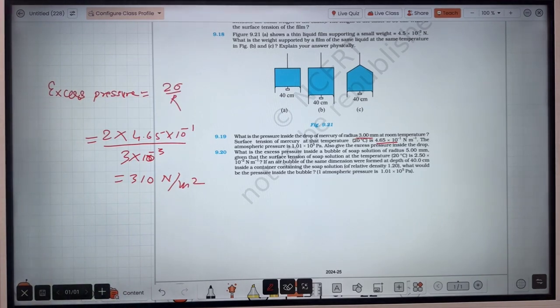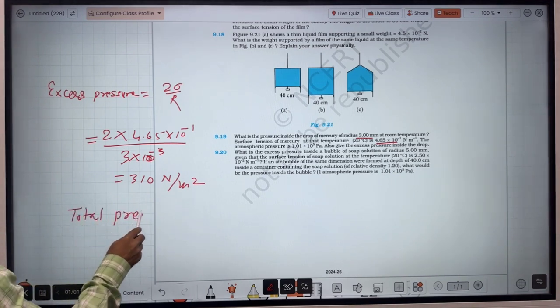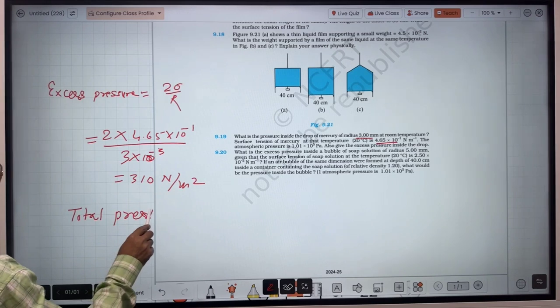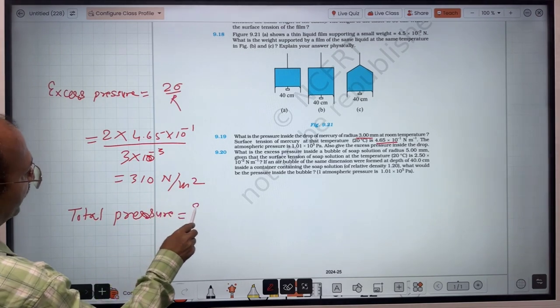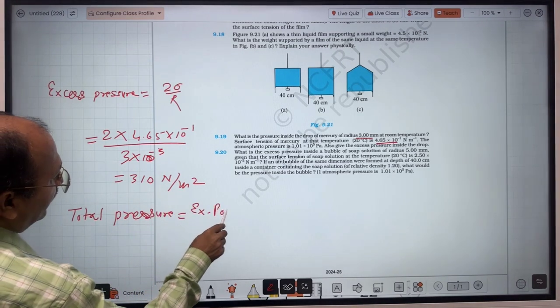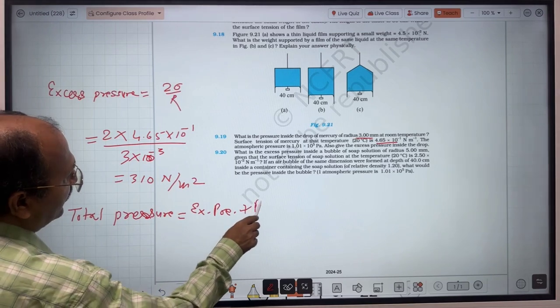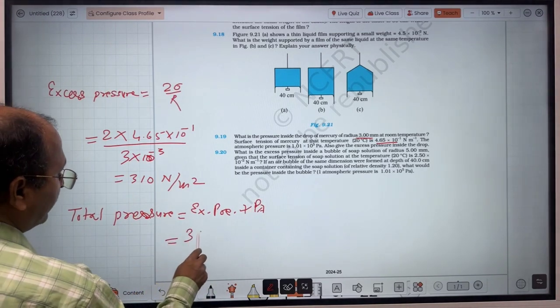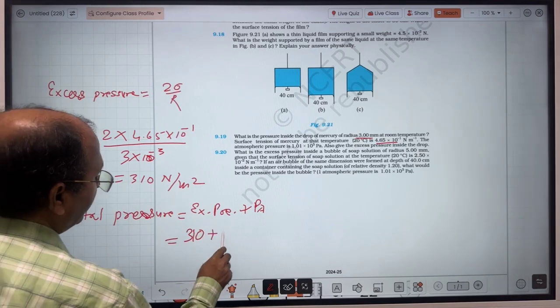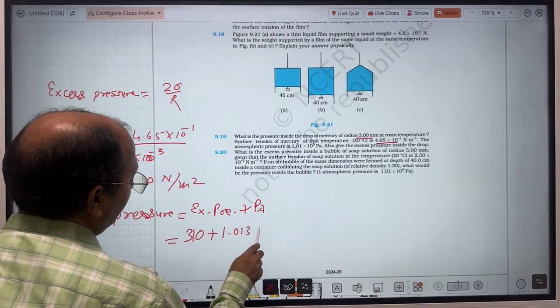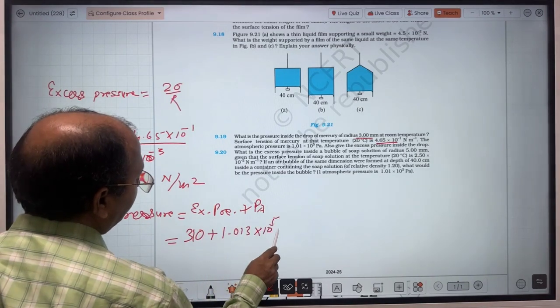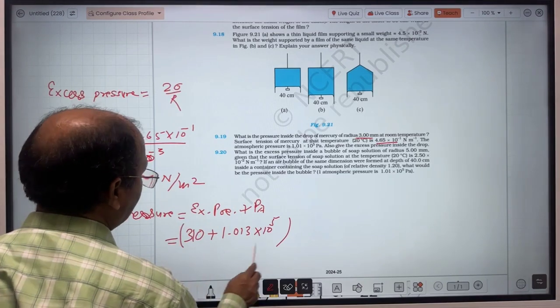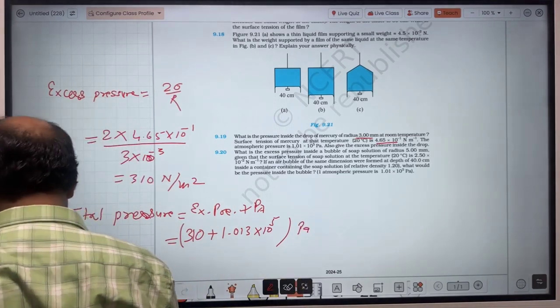Then we need the total pressure. So just add the atmospheric pressure. Total pressure will be excess pressure plus atmospheric pressure PA. So just add that value. So 310 plus 1.013 into 10 power 5, and this will be in Pascal. You can evaluate.